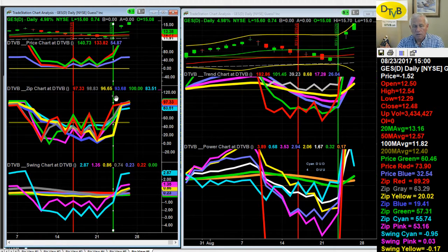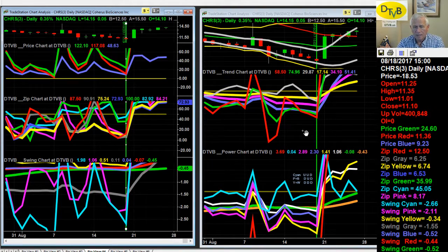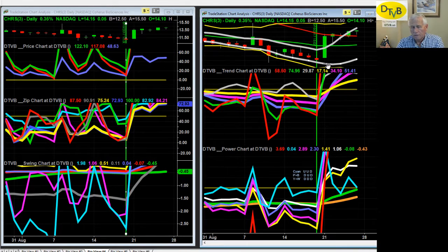Zip red is a real fast indicator. Zip gray is its partner. It moves very fast, but not always as fast. In this other example I've got here, again, we have a big price up movement. It's a big green candle the next day, and it goes from an open of $11.30 to a closing of $13.50. So it's up about $2.25 for the day, which is pretty good for an $11 stock.